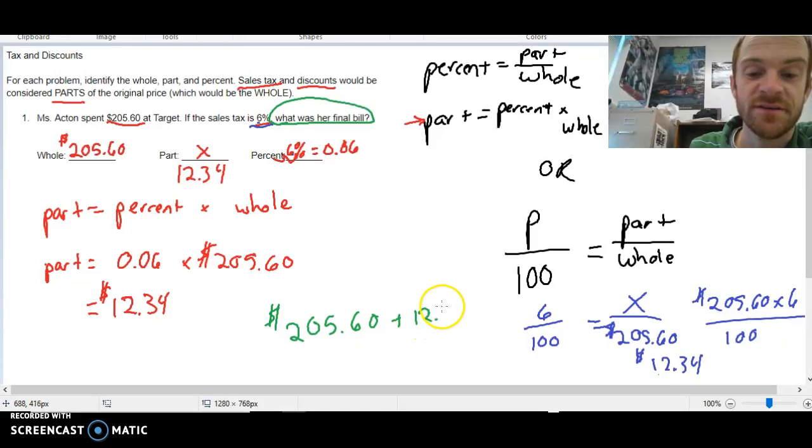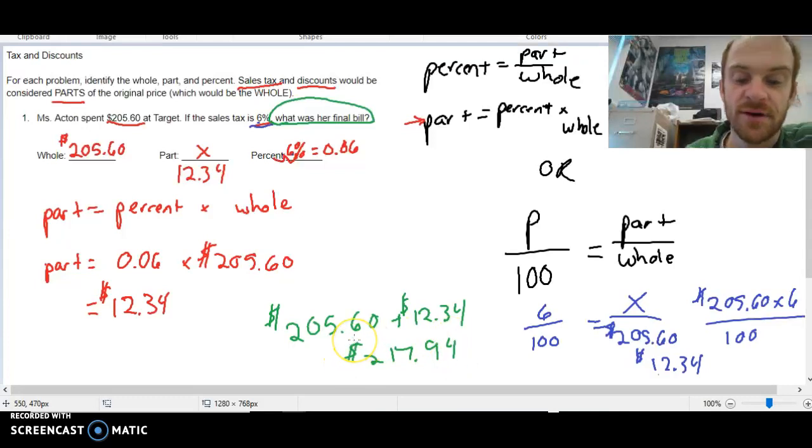$205.60 plus $12.34 to find that she pays a total of $217.94. I hope I did that math right.